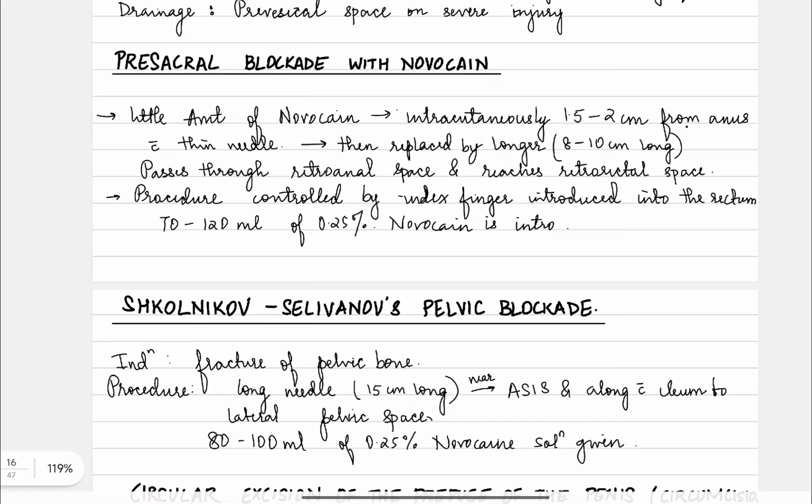Next is presacral blockade with novocaine. A small amount of novocaine is taken intracutaneously 1.5 to 2 cm from the anus with a thin needle, then replaced by a longer one, which is 8 to 10 cm long. It passes through the recto-anal spaces and reaches the rectal spaces. The procedure is controlled by an index finger introduced into the rectum. 70 to 120 ml of 0.25% novocaine is introduced.